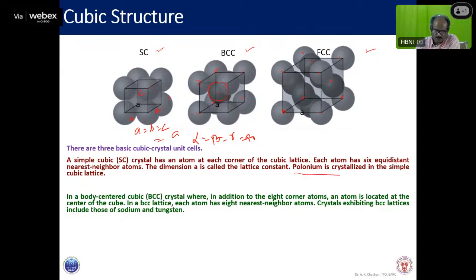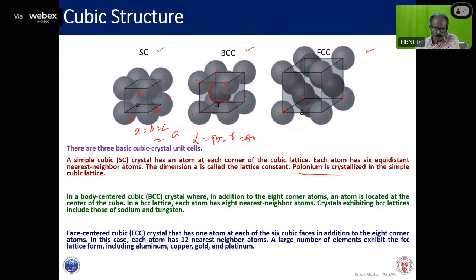In a body-centered cubic system, in addition to 8 corner atoms, an atom is located at the center of the cube also. In the BCC lattice, each atom has 8 nearest neighbor atoms, and crystals exhibiting the BCC lattice include those of sodium and tungsten.